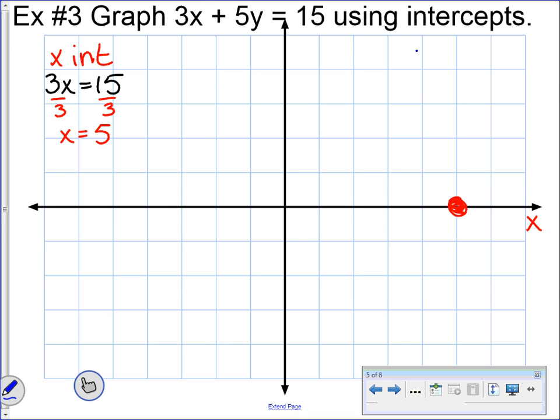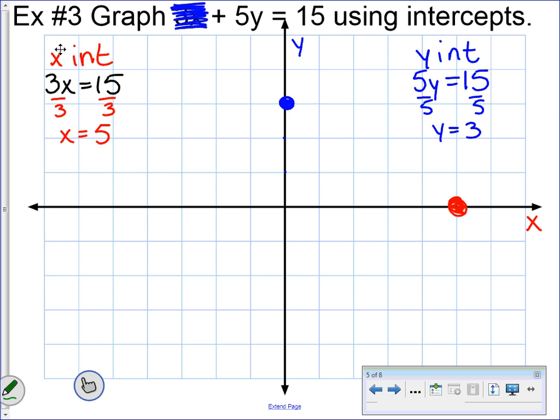Now, to solve for the y-intercept, we're going to make the x disappear by making it equal to 0. The resulting equation is 5y equals 15. To solve that, all we need to do is divide by 5, and we get y equals 3. So the y-intercept is 3, so we're going to go up the y-axis to 3 and put a dot. We can now draw a line through these two dots, and that is how we graph an equation from standard form.